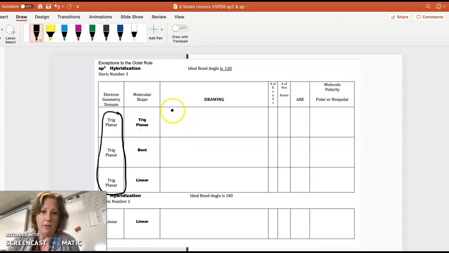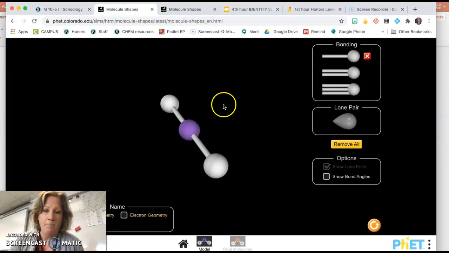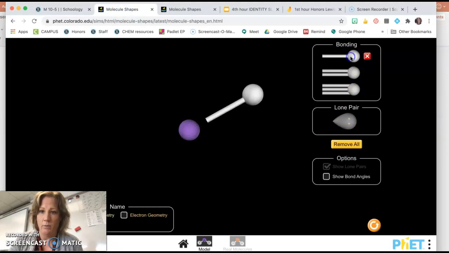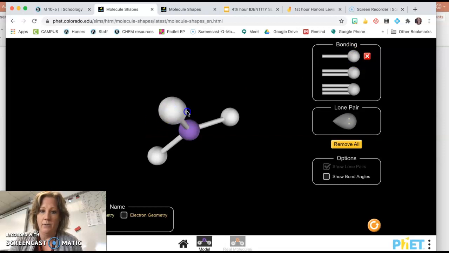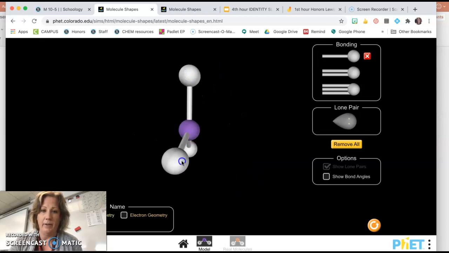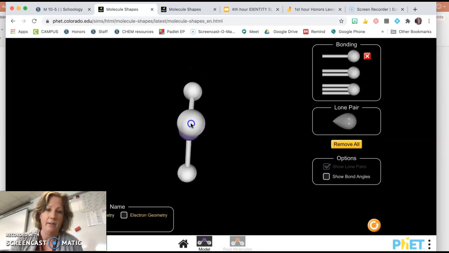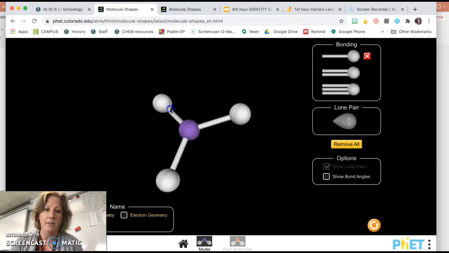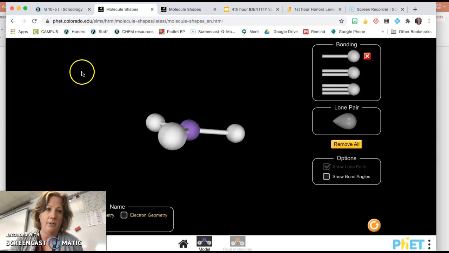So the first kind of shape would be if you have a central atom and you have 3 things being bonded to the central atom. And notice there's no lone pair of electrons. So let me show you with the model. So this would be like 1, 2, 3. So notice the shape is flat, like a pancake kind of. So if I line it up right, you can't even see. So that's why the name of this shape is planar. It's called trigonal planar.